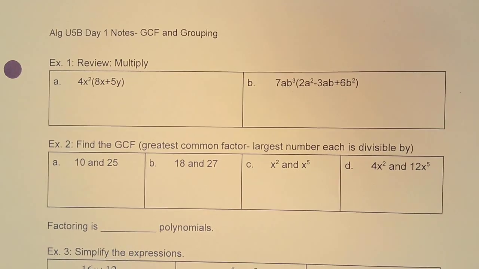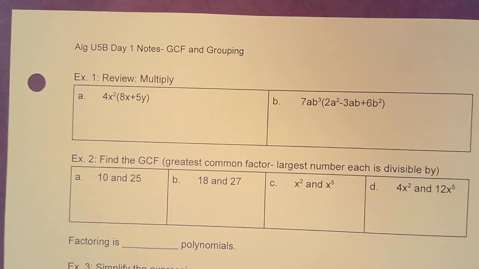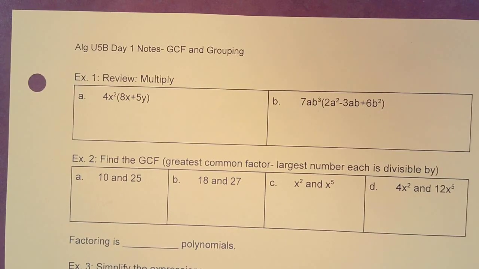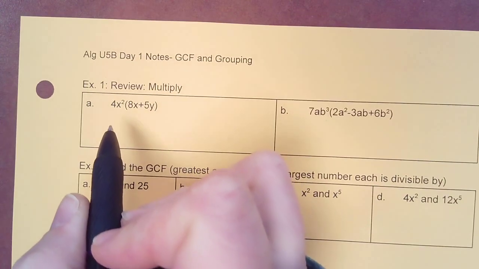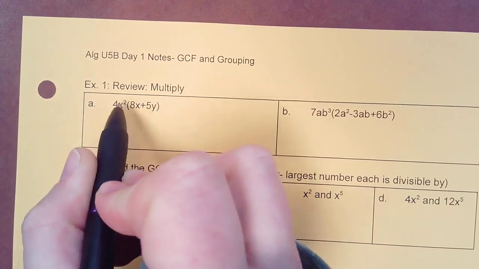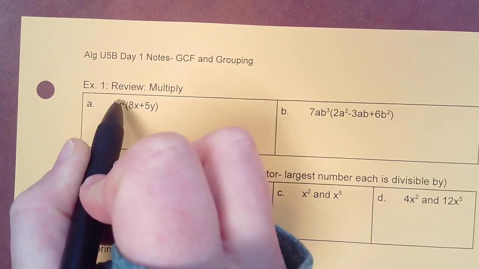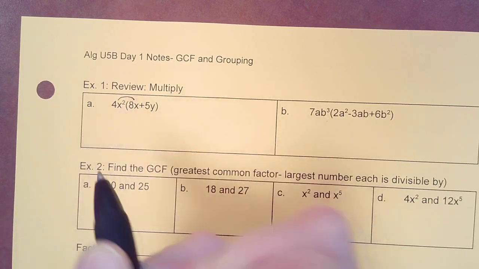Okay, day one, GCF and grouping. So let's review quickly how to multiply because what we're doing today is basically reversing that. When we're multiplying, we're going to take the term that's outside the parentheses and distribute it into the parentheses.